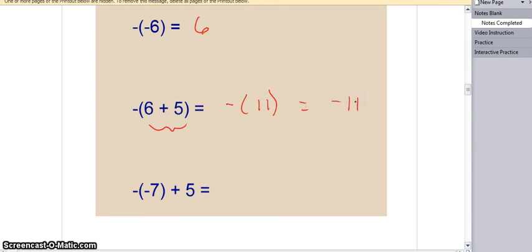If you think it's negative 11, you are correct. In the next problem, we have the opposite of negative 7 plus 5. Here we're going to find the opposite first, and then we'll add. So the opposite of negative 7, what do you think that is? It is 7 plus 5. And then we can add to get 12.